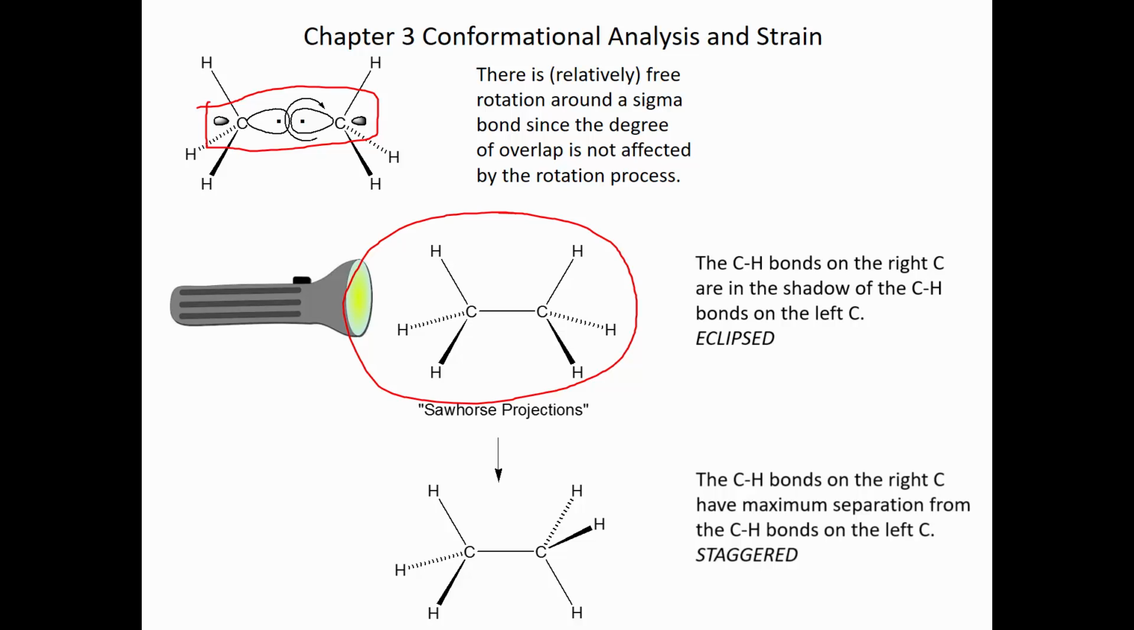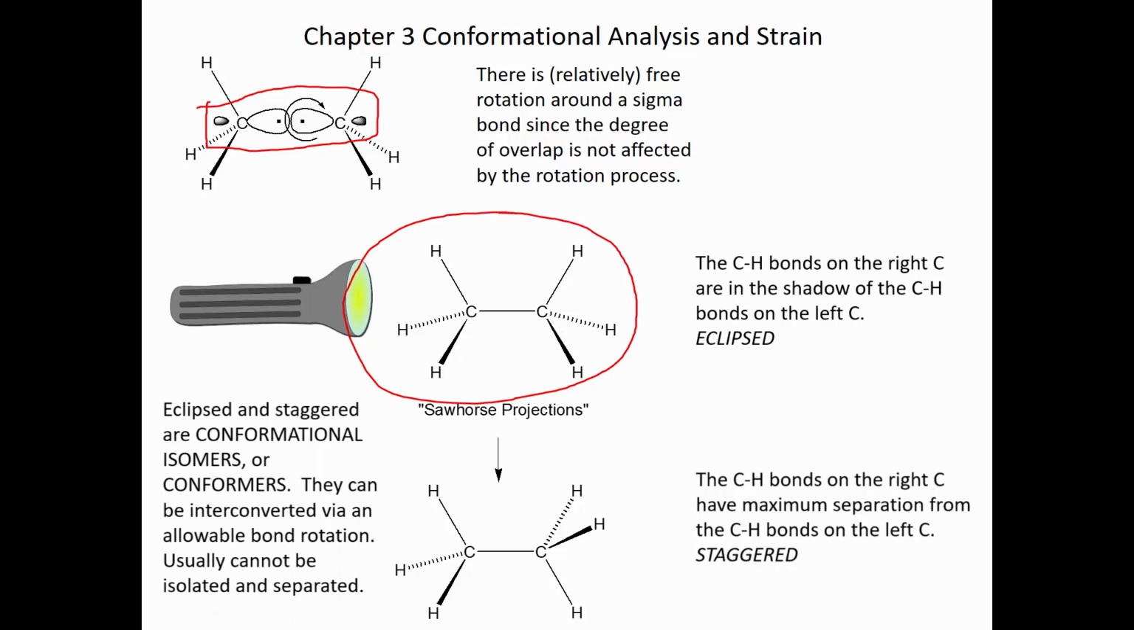Okay, these two structures represent what we call conformational isomers or conformers. They can be interconverted by an allowable bond rotation. Normally, you cannot separate two conformers. The rotation is happening too fast at room temperature. In fact, I think in ethane, you have to get the temperature down to like 2 degrees Kelvin before the rotation completely stops. So this is really what this chapter is going to be concerned with, conformational analysis of various alkane systems.